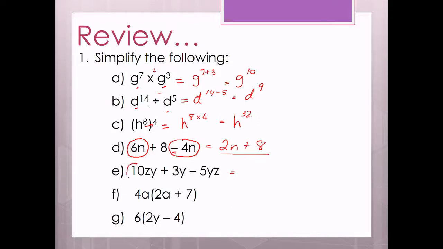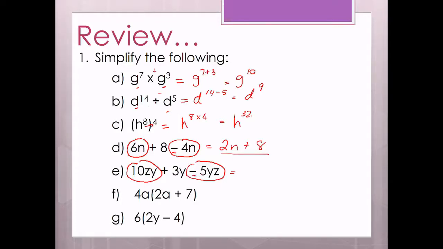Part E has a wee trick in it, and that is that I've rearranged the letters. But remember the basic rule about like terms is they have to have the same base, or the same letters, and the same powers. So you'll notice I circled both 10zy and negative 5yz. All right, they are like terms because they both have the same letters, which is y and z.